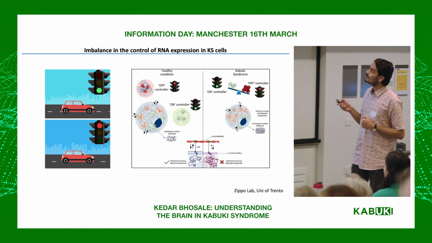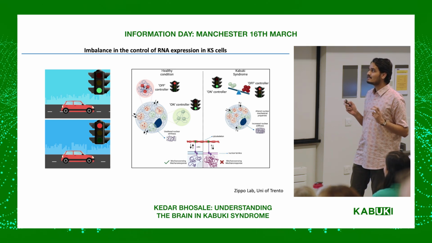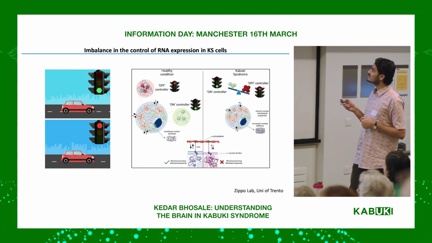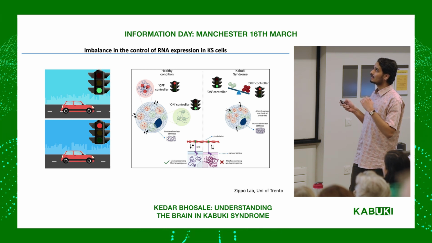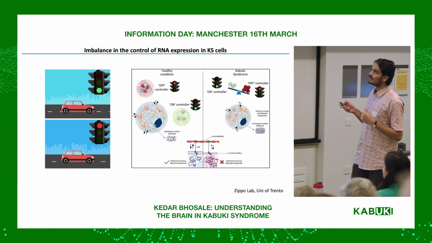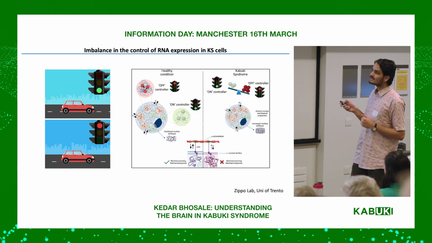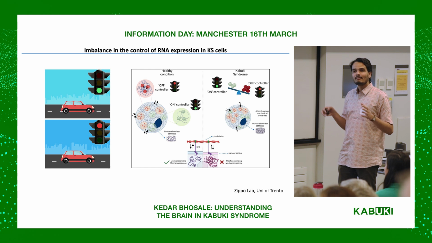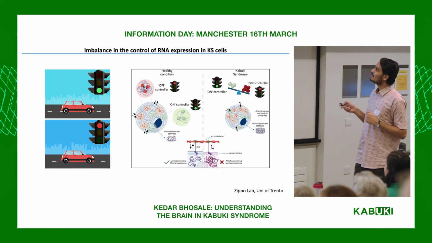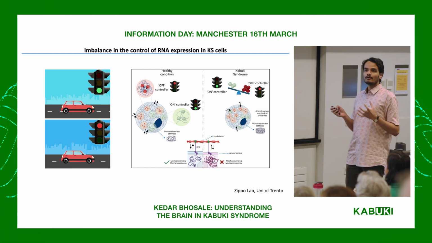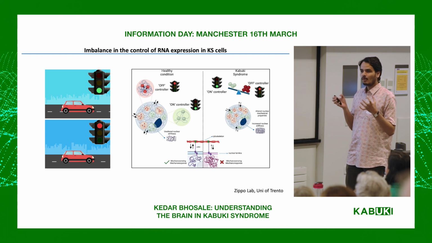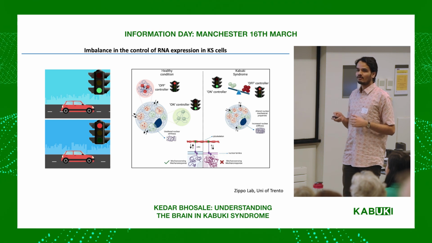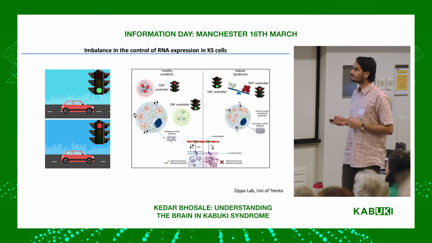But in case of Kabuki syndrome, this traffic signaling system is quite disturbed, it's imbalanced. In that case, the off controller, the red signal, is a little bit more than that of the green signal, which is the on controller, which makes the flow of genes or the flow of traffic kind of imbalanced. And because of that, at a cellular level, we see the cells become stiff, compact, and so this is the overall picture that we get to know from our data.